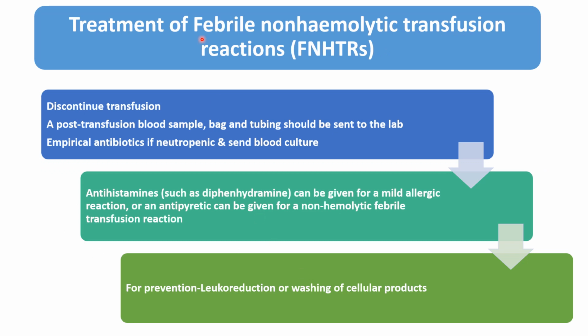For the treatment of febrile non-hemolytic transfusion reaction, similarly we have to stop the transfusion. Post-transfusion samples, bag and tubing should be sent. We can start empirical antibiotics if you find in the post-transfusion blood sample that the patient is neutropenic, and we also have to send the blood culture. Antihistaminic we can give for the mild allergic reaction. Antipyretic can be given for the fever. For the prevention of this reaction, leukoreduction or washing of cellular products should be done.